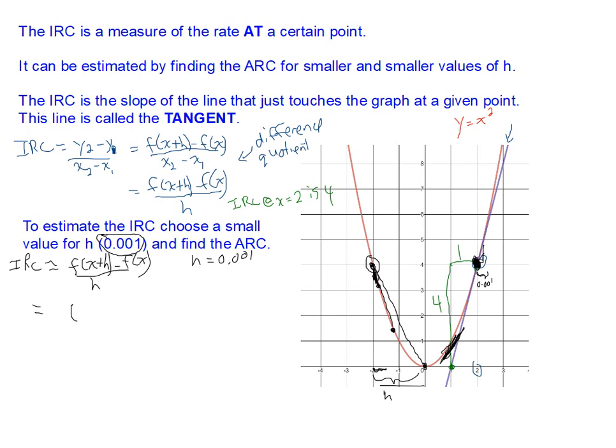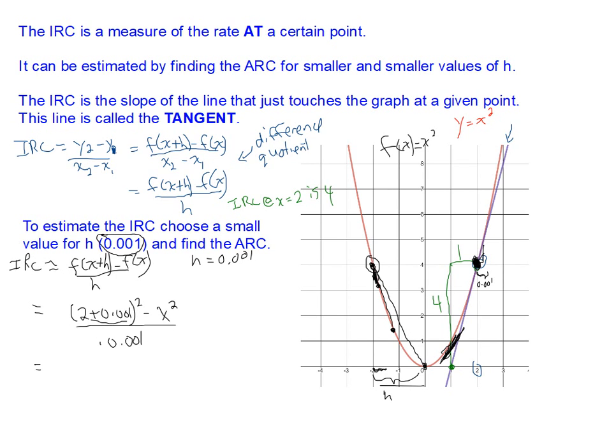So we get 2 plus 0.001 squared. That's our f at x plus h. The function, I didn't write that down here. Oh, the f at x is equal to x squared. So there's our function, our x value plus our h value squared. From that we subtract f at x, which is just x squared. And then we divide by h, which we said was 0.001. And so we'll just kind of work that out a little bit.